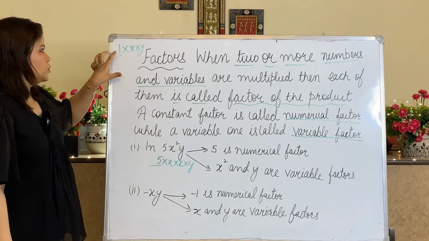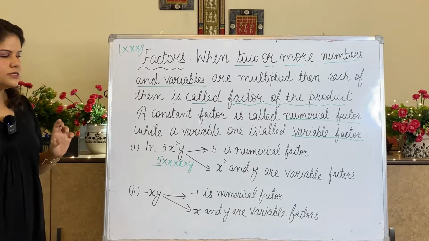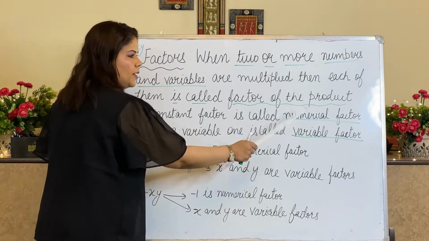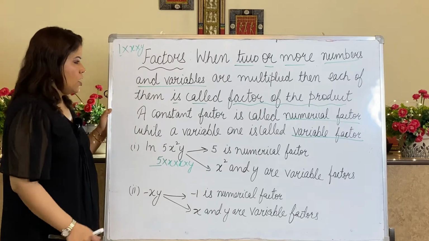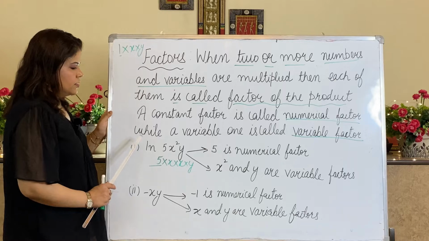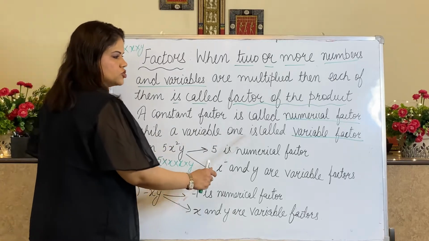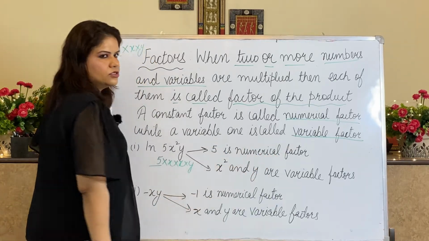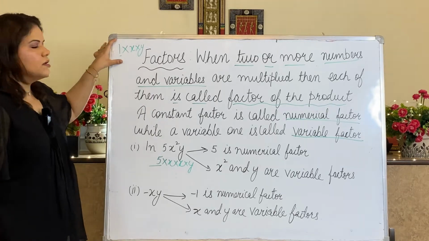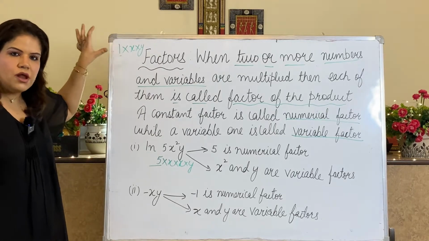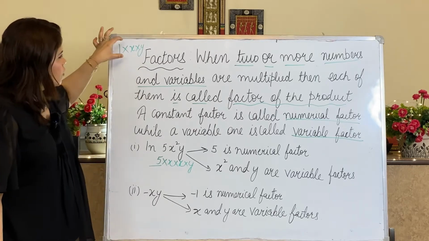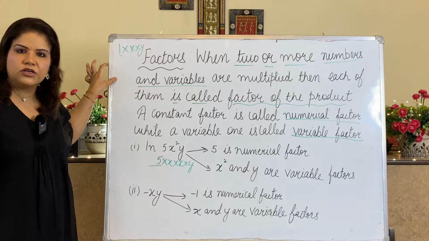Now the difference between 1 and xy is this, that 1 is a constant. So it is called a numerical factor. Whereas x and y, they are variables, and a variable one is called a variable factor. What I have done till now: if I am taking the product of two or more numbers and variables, then each of them is called a factor of the product.